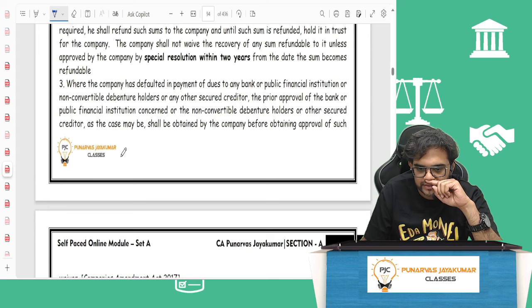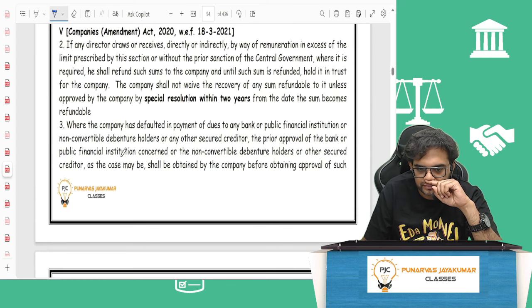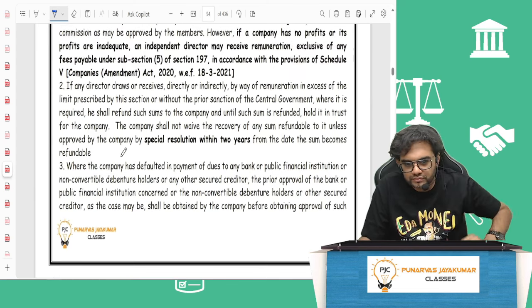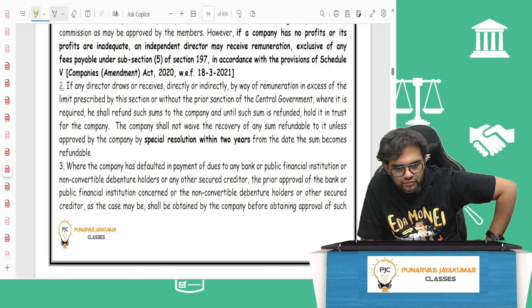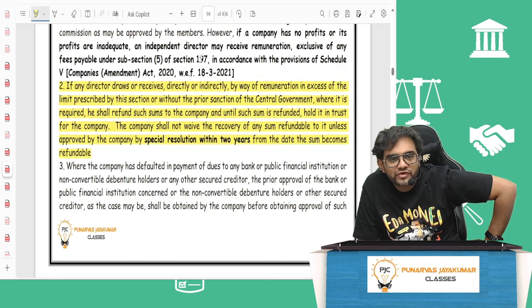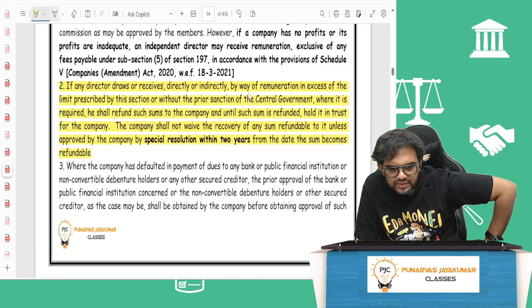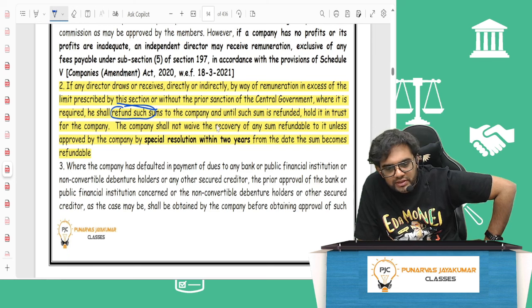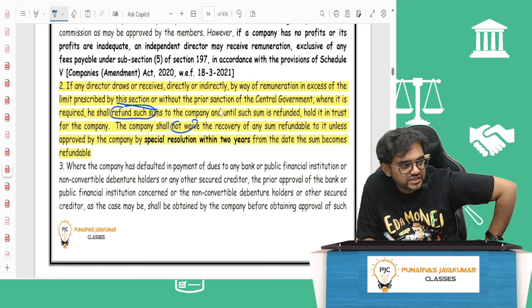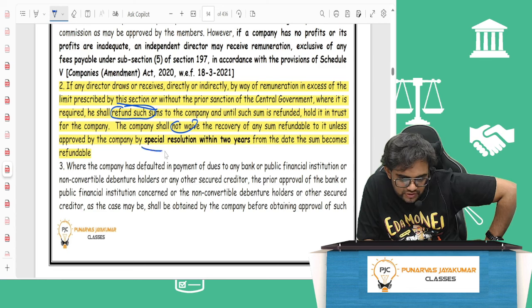Page number 89. Point number 2. When a director draws or receives, directly or indirectly, remuneration in excess of the limits, then he shall refund it, but it will not be waived unless this is passed. It will be waived if a special resolution is passed within 2 years.